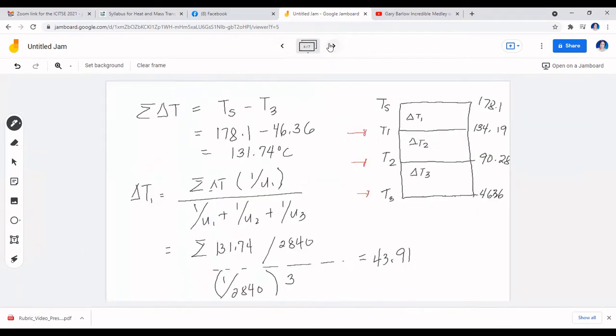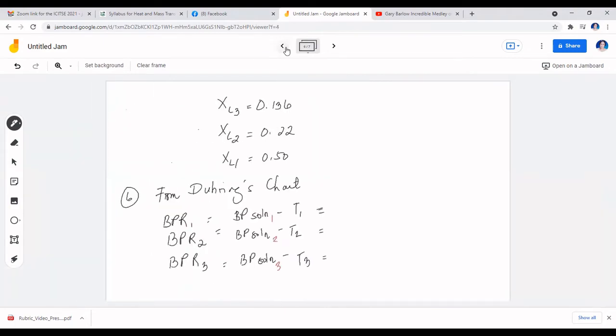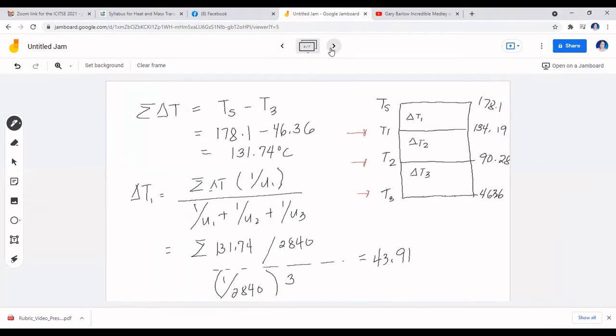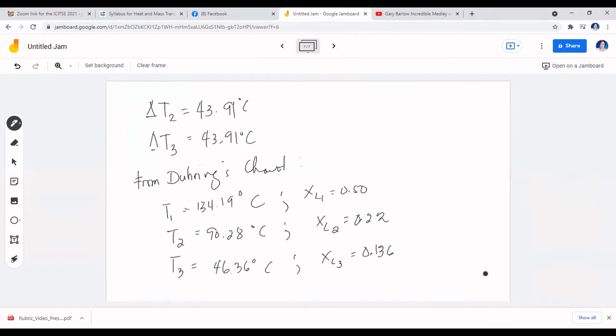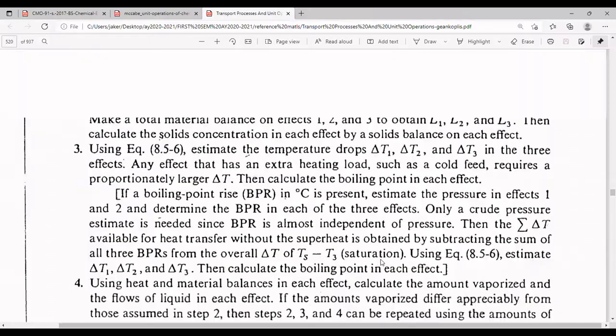Okay, so I'll go to a soft copy of Geankoplis, please, so we can get the BP of our solution. Can you please take a screenshot of the values that we have in here so I can ask you later and we can get the value of the BP of the solution from the Dühring's chart. So 1, 2, 3, 4, 5. So I hope you have taken already a screenshot so we will not have to go back again to this page. Okay, I'll share the copy of Geankoplis where we have the Dühring's chart. Okay, here it is.